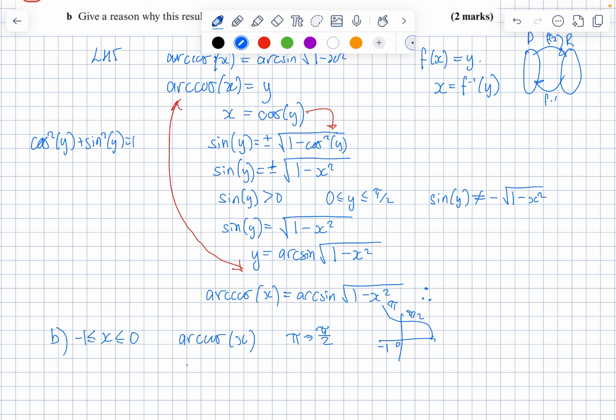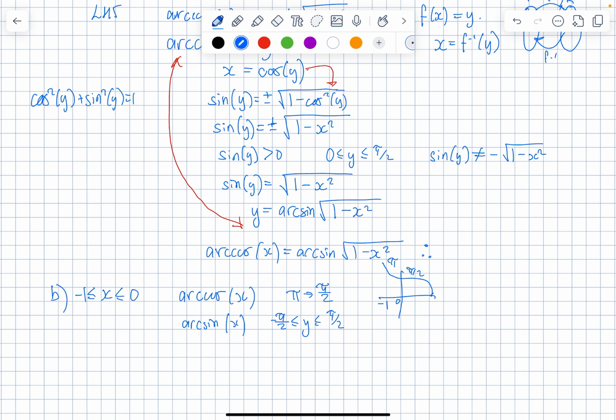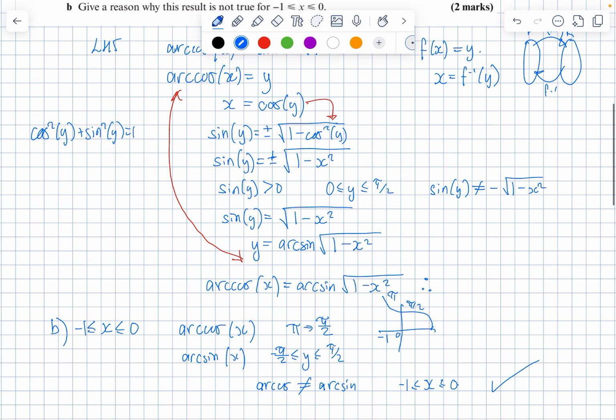But arc sine is only defined between minus pi over 2 and pi over 2. So that means that arc cos cannot be equal to arc sine when x is between -1 and 0. Okay, I hope that's cleared things up.